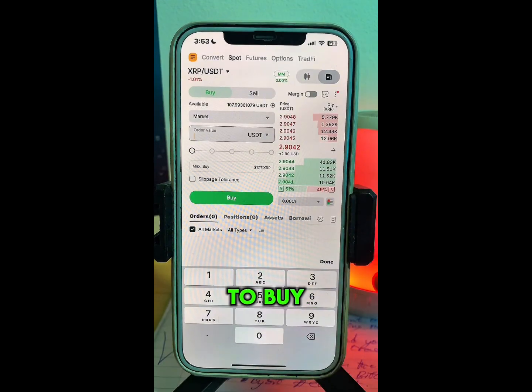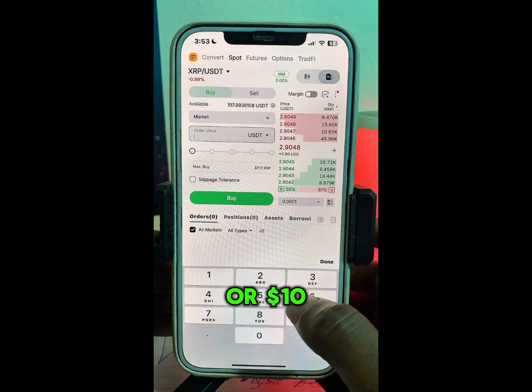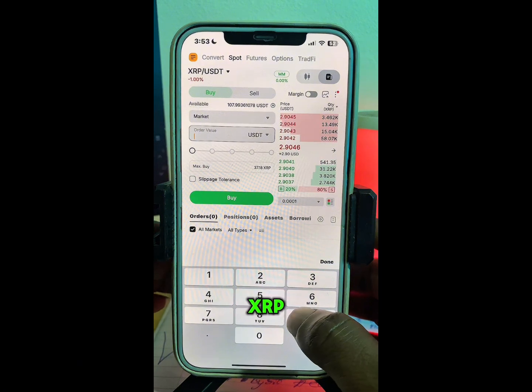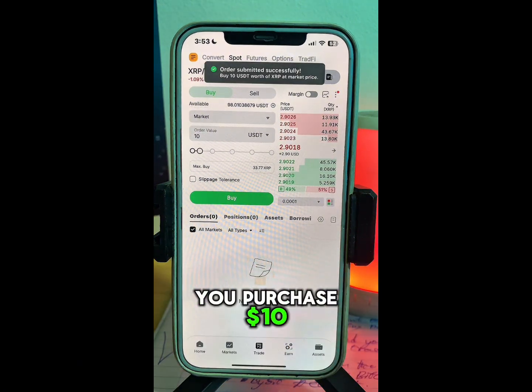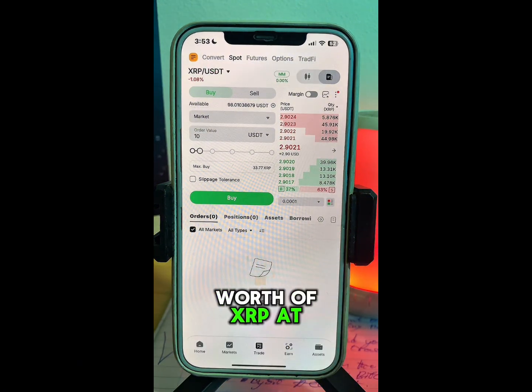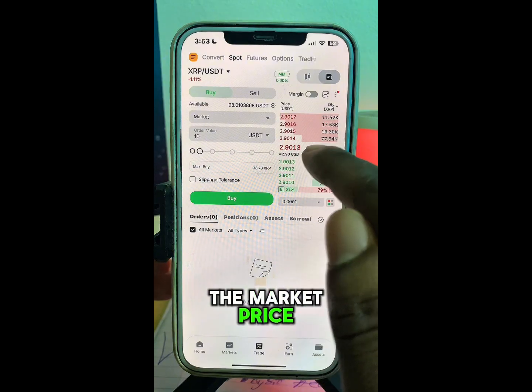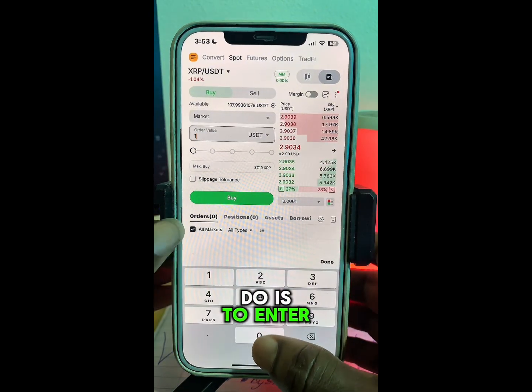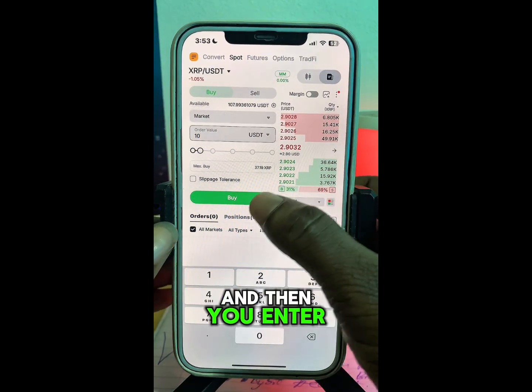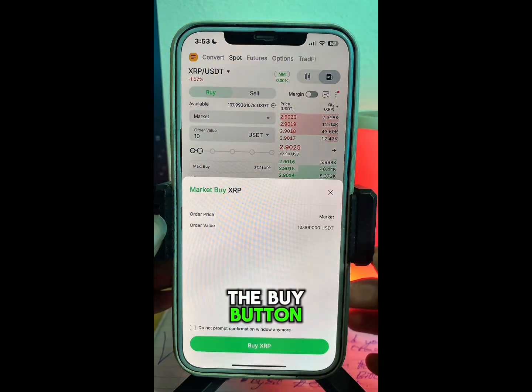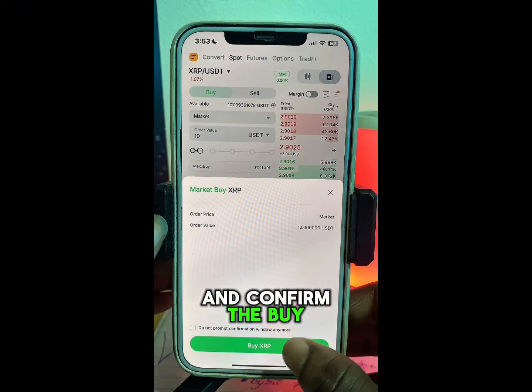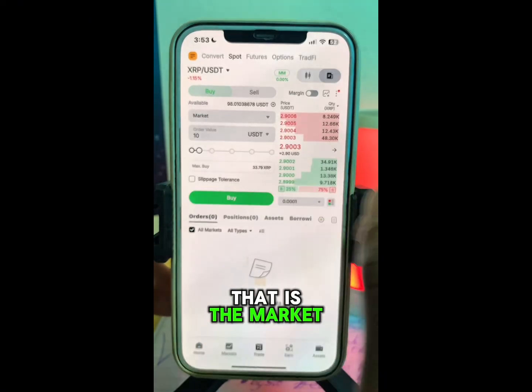Let's say you want to buy 10 USDT or 10 US dollars worth of XRP, and boom, you purchase 10 US dollars worth of XRP at the market price. All you have to do is to enter the amount here, and then you enter the buy button and confirm the buy order. That is the market order.